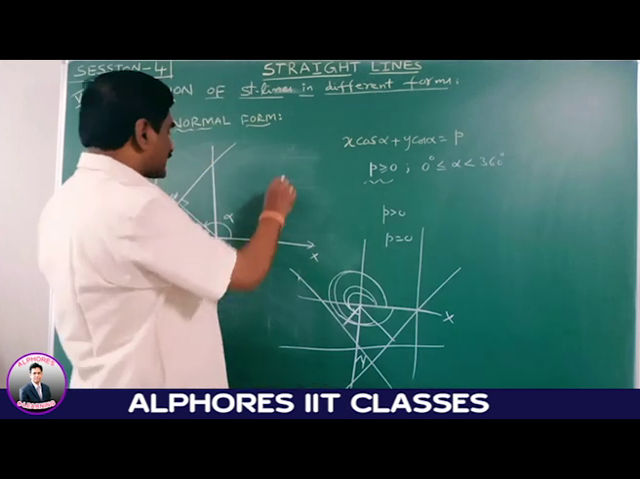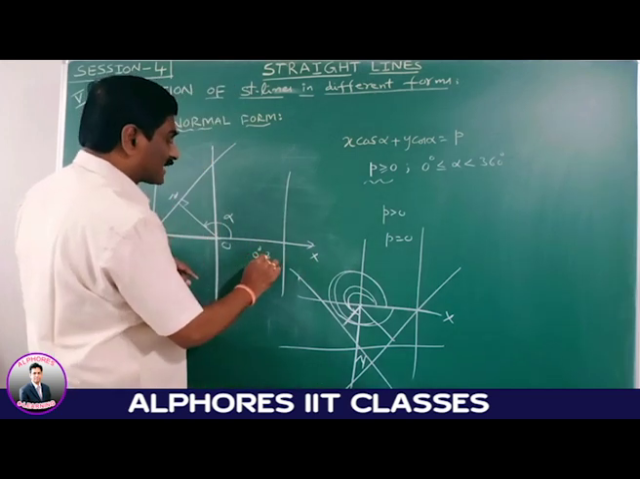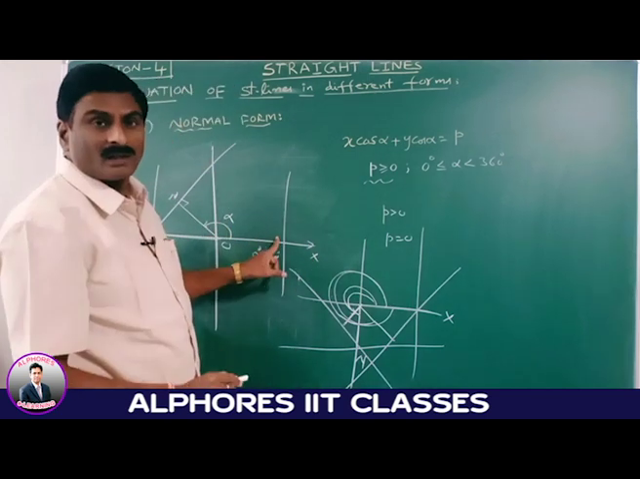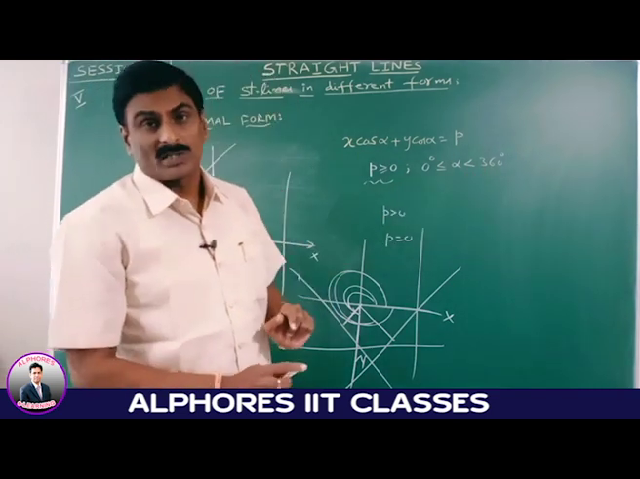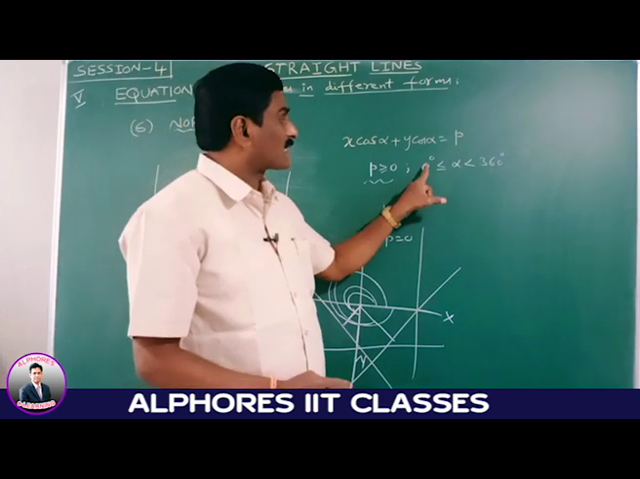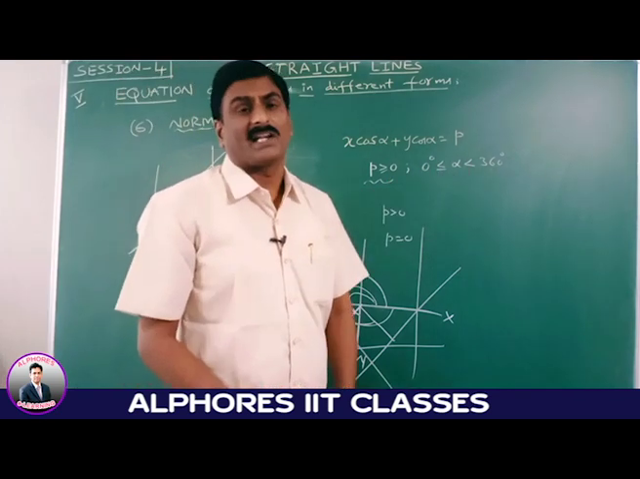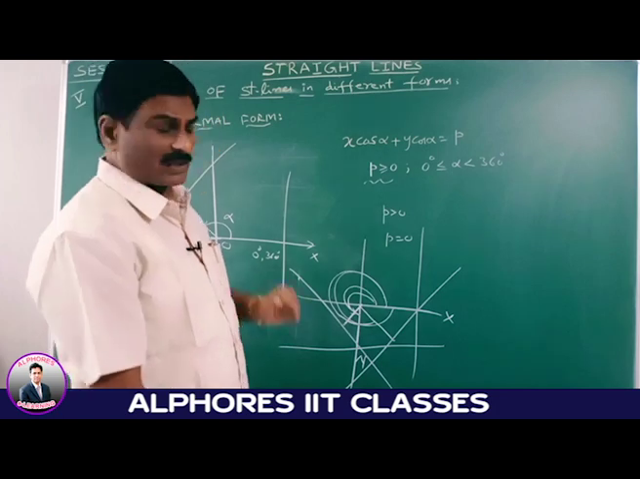0 degrees and 360 degrees give the same result, so we take only one value. So 360 is open and 0 is closed. So the range of alpha is 0 less than or equal to alpha less than 360. Very, very important. Please observe this.